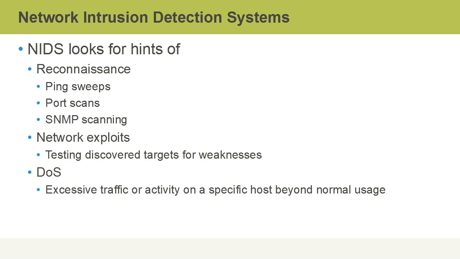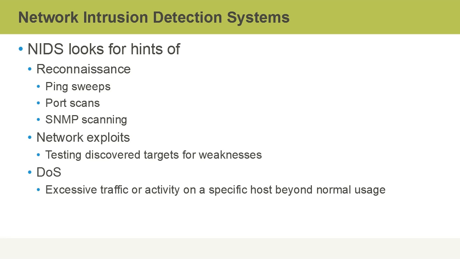A NIDS looks for various hints of abnormal network activity, and that's going to include things like reconnaissance. Reconnaissance is one of the first phases an attacker would undertake before they start to try to exploit vulnerabilities. Basically, it's learning for the malicious user about what's out there. This can be done through ping sweeps to determine which hosts are actually up and running on the network, or conducting port scans to identify which network services are running on hosts on the network.